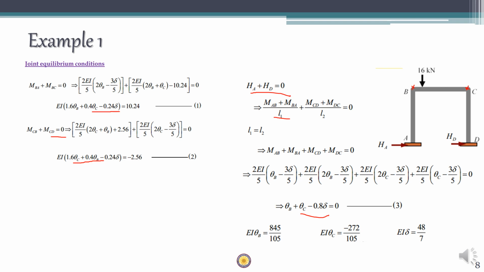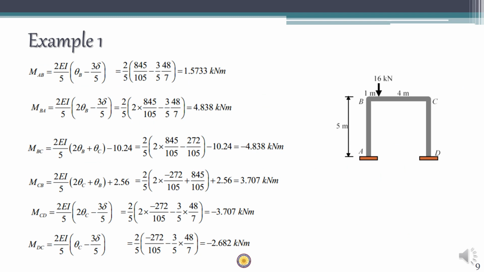Once the theta B, theta C, and delta values are obtained, you can substitute back in the slope deflection equations and find out the unknown support moments. Clear? So this is a simple method to solve the frames using side sway. So frames having side sway. Okay. So once the moments are obtained, you can mark the support moments first, and then again you can draw the bending moment diagram as well.